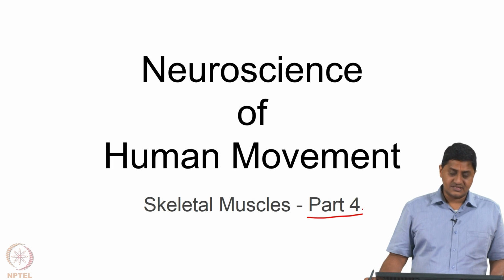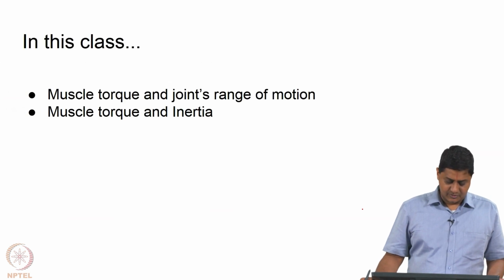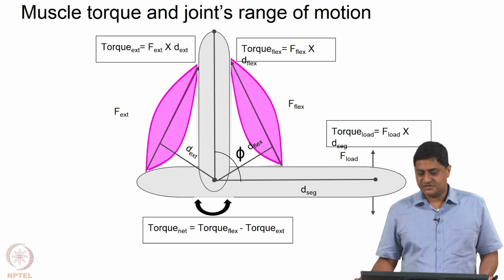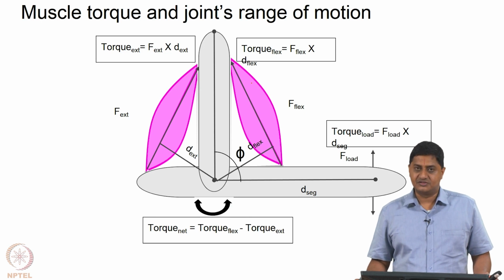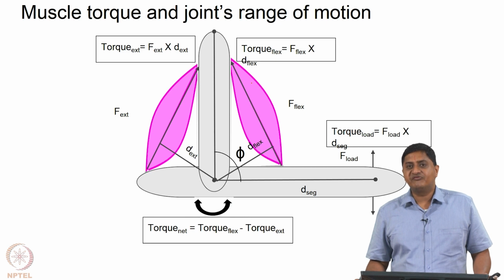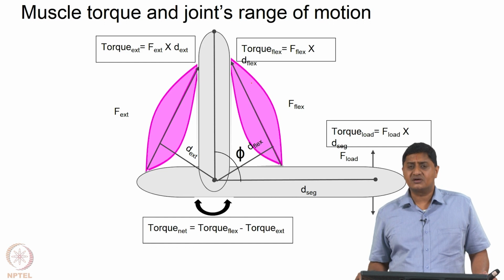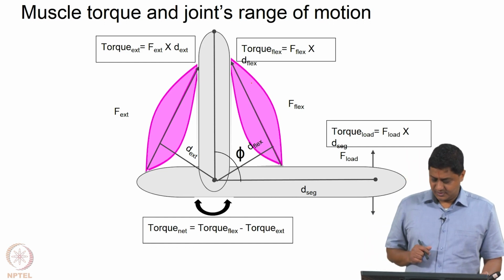So, in this class we will be talking about muscle torque and joint range of motion and how muscle torque and inertia are related. The situation is, how are human movements even produced? What is considered movement? What is presented here is a simplified version of the actual situation. Obviously, the actual situation is way more complicated, and we have taken a very simple version to understand the concept, to understand the principle. Okay.